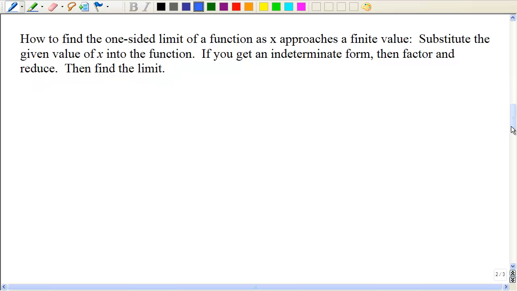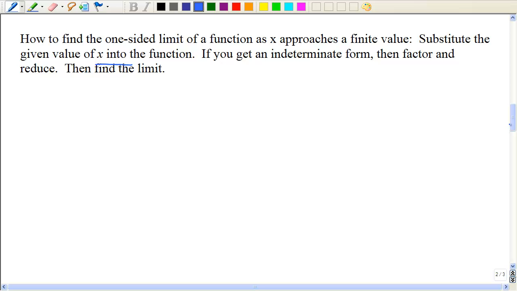All right, so how do we do this if we don't have a graph? Well, pretty much just like we did in section 2.4, we're going to substitute the given value of x into the function. If we get that indeterminate form, then we're going to have to factor and reduce.